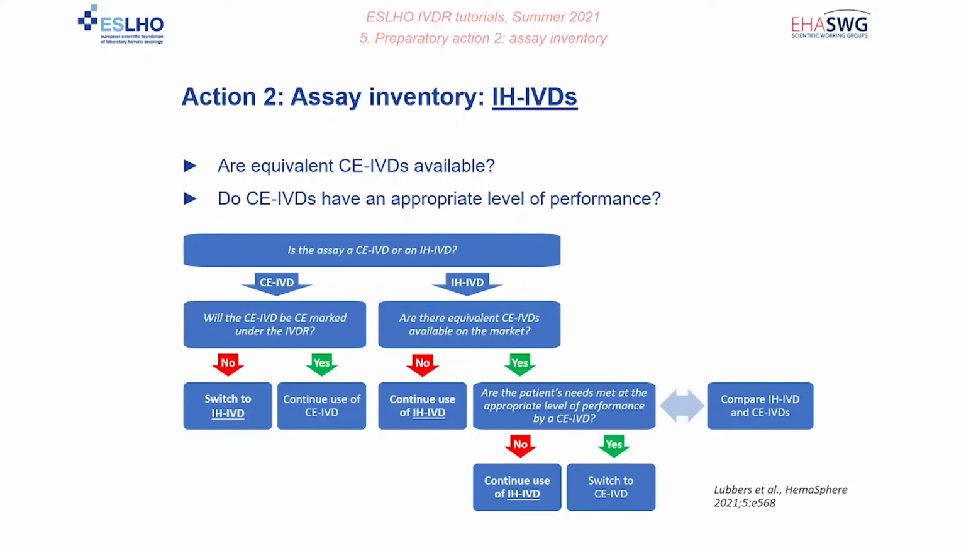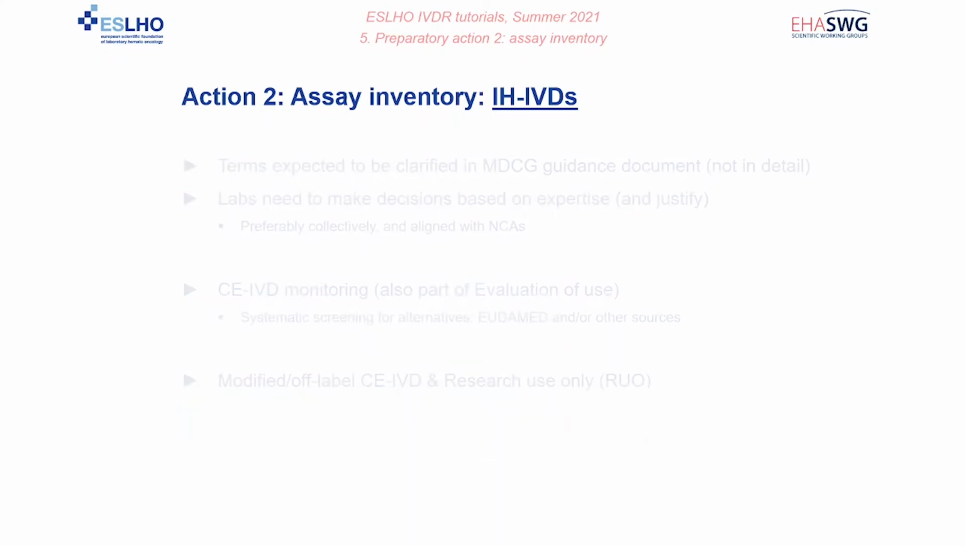If there are equivalent devices available, you will need to assess whether they have the appropriate level of performance. It is often said that a CE IVD should be at least as good as the in-house device. In this case, you will have to use the CE IVD, and you are not allowed to use the in-house device. However, if your in-house device performs better, you can use the in-house device for the application.